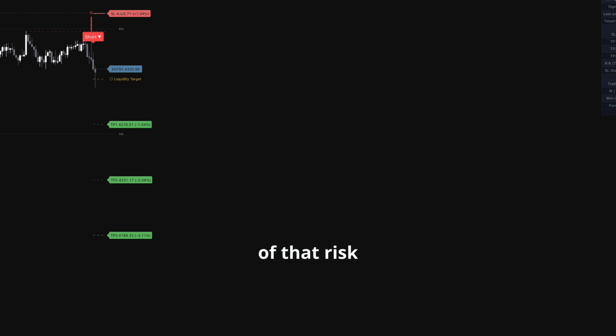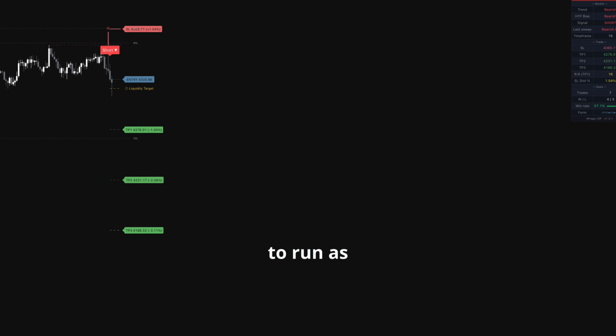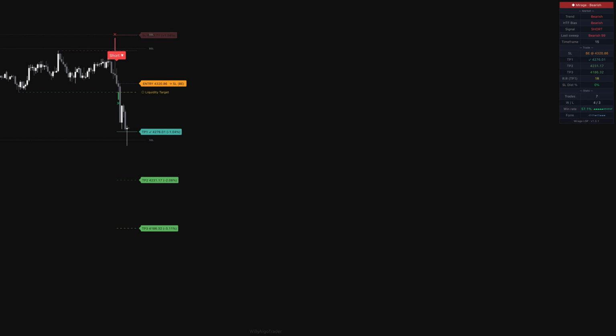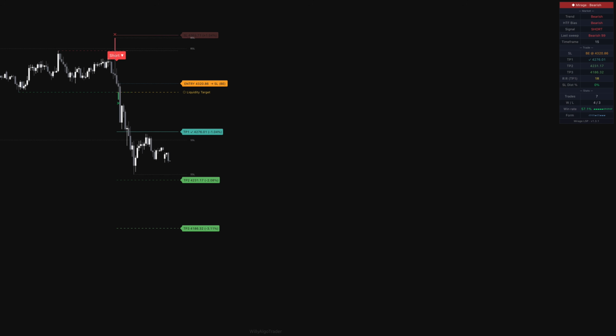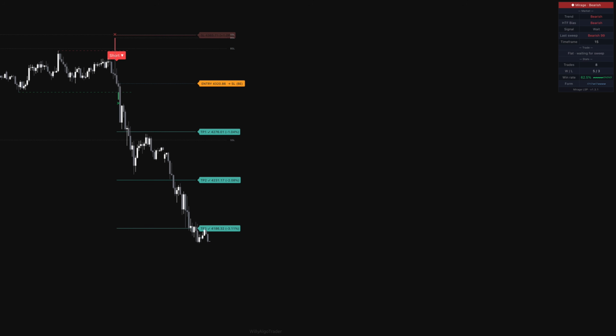Given the depth of that risk and confirmation logic, this is built to run as a standalone system rather than a confirmation overlay. Bolting it onto another setup would mostly leave its trade management sitting idle.